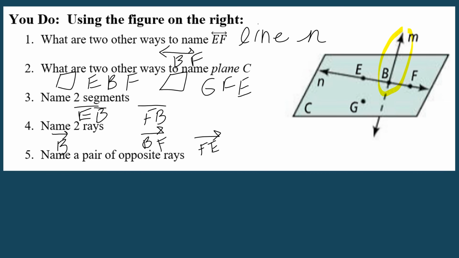Name a pair of opposite rays. Remember, opposite rays have to have the same endpoint in common. So in my eyes, the only one that I would want to do here is ray BE and ray BF, because they have the same endpoint in common, that B, and then you are going in opposite directions, obviously. BF goes to the right, BE goes to the left. And remember, you need to start with that endpoint when you are naming the rays.